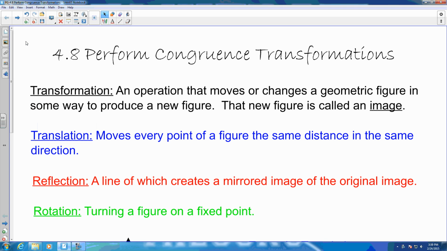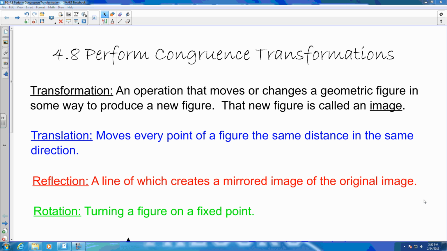All right, we're in section 4.8 where we're going to form congruence with transformations. By definition, a transformation is an operation that moves or changes a geometric figure in some way to produce a new figure. This new figure is called an image. There are three types of transformations. We're going to take a look at each one of them in this video.